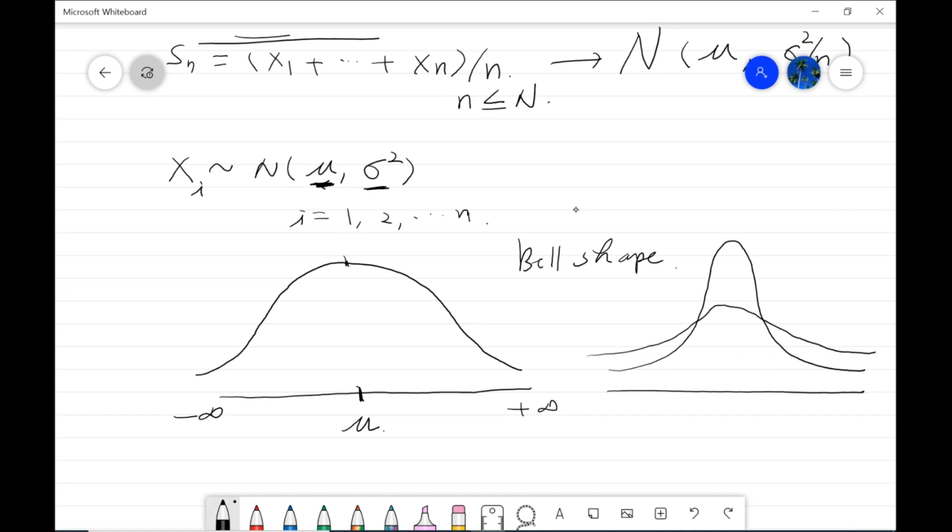So depending on the variance, sigma square, the shape of the normal distribution could be very different. Because of that, whenever you specify the normal distribution, you have to provide these two pieces of information at the same time. What are those? The mean and variance, the mu and sigma square.